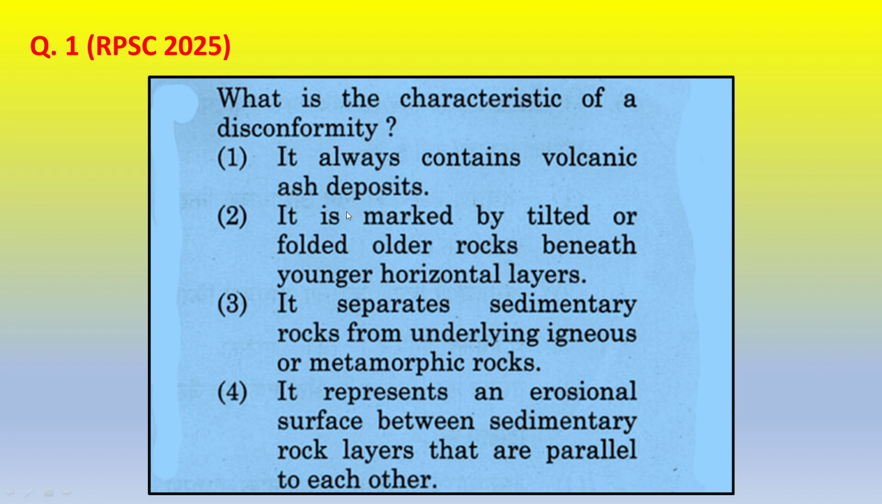Second option, it is marked by tilted or folded older rock beneath younger. Okay, that indicates angular unconformity. Third option, it separates sedimentary rocks from underlying igneous or metamorphic rock. It represents non-conformity. And fourth option is, it represents an erosional surface between sedimentary rock layers that are parallel to each other. So this is disconformity.